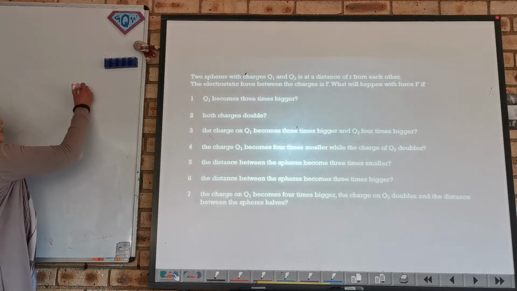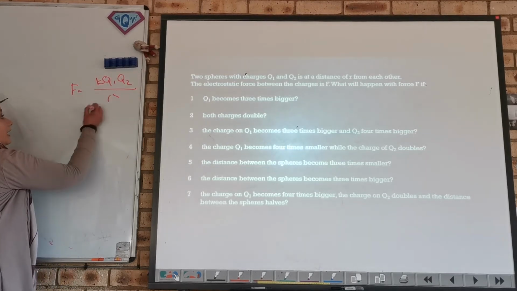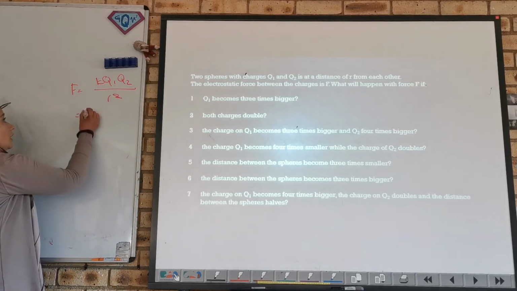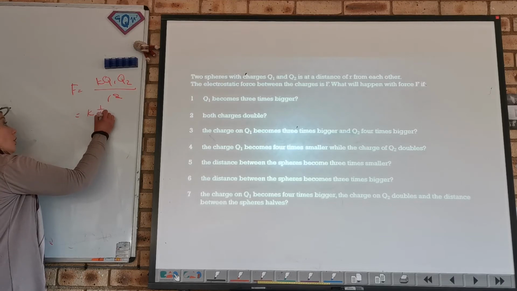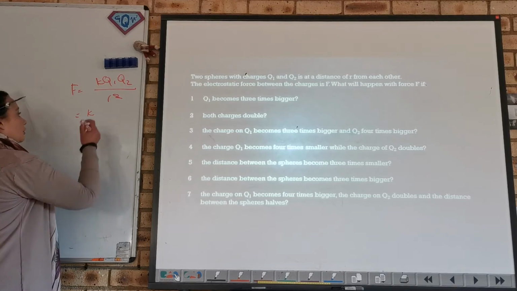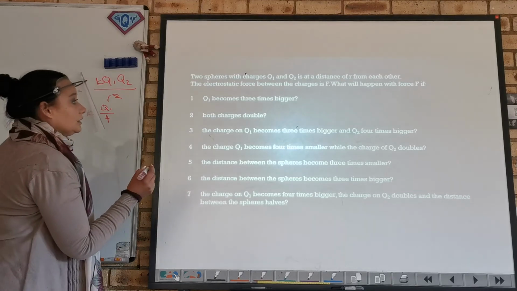I'm now going to talk about number 4. Again, I'm going to write the equation: kQ1Q2 over r squared. And now it's just about doing the maths. So we say Q1 becomes 4 times smaller. So I've got k and I've got a quarter Q1. Yes? 4 times smaller can mean that it's multiplied by a quarter, or you can say Q1 divided by 4. Either way is fine. Okay. Which way would you like to do this mathematically? You want to do Q1 divided by 4. And then, what's the second one?